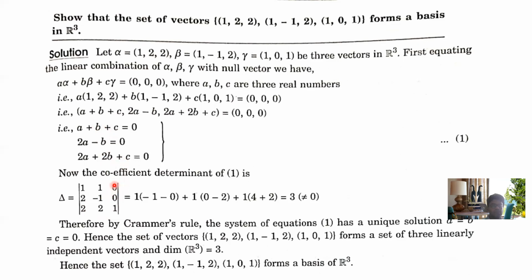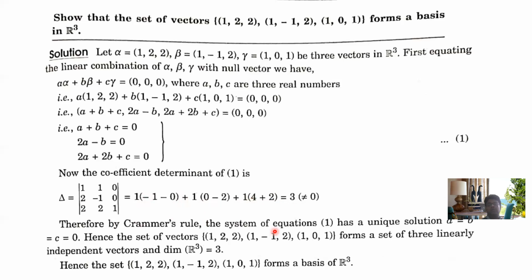There is a minor typing mistake. That is 1 into (minus 1 minus 0)... okay, a typing mistake. That is 1 into (minus 1 minus 0), then minus 1 into this, and plus 1 into (4 plus 2), that is 6. After simplification, what do we get? Minus 1 minus 2, that is minus 3, and from here 6. That is 3, not equal to 0.